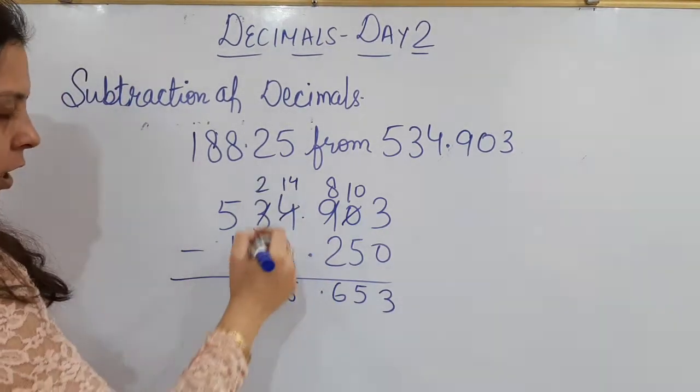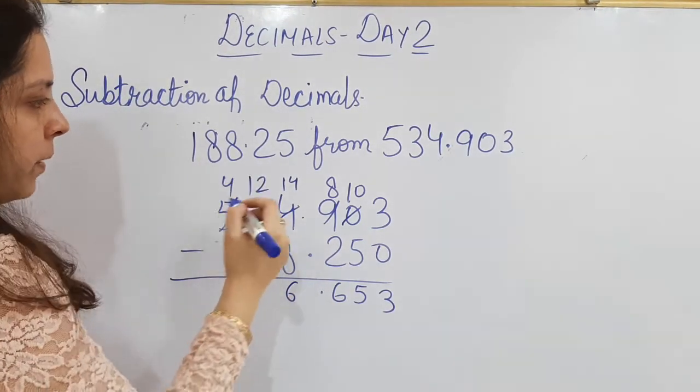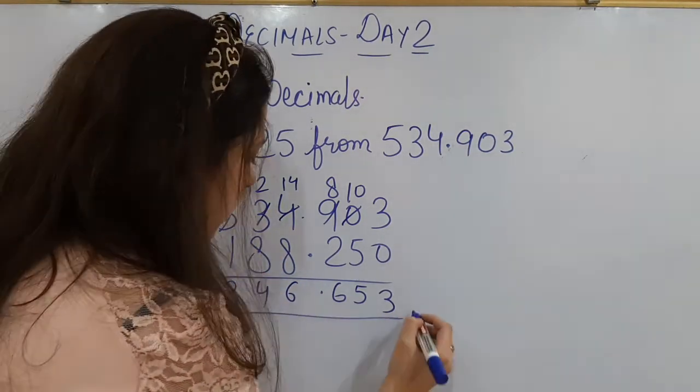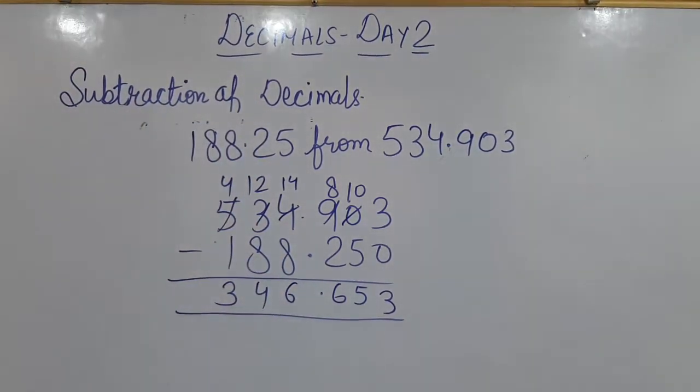I can't subtract 8 from 2, so I will borrow from here. So now 12 minus 8 is 4 and 4 minus 1 is 3. So 346.653 is the answer. Hope it is clear to you. Let's move to the next, that is multiplication.